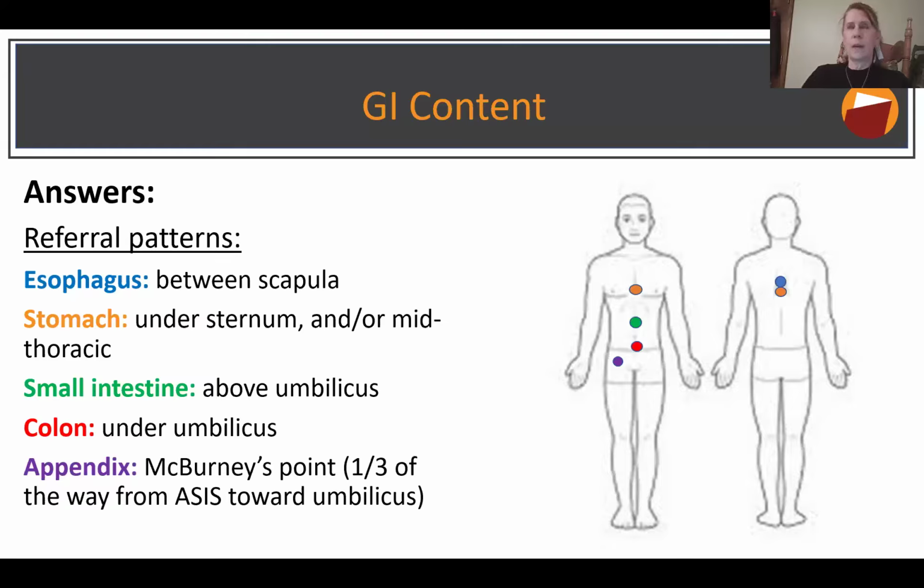So you can kind of say, okay, that belly button is going to be my line, right? Pain above that's probably the small intestine. Pain below that's probably the colon. And then you should know McBurney's point, right? A third of the way from the ASIS toward the umbilicus, that is McBurney's point. That is going to tell us that maybe their pain is from an appendicitis, okay? So hopefully that will help you a little bit with referral patterns.